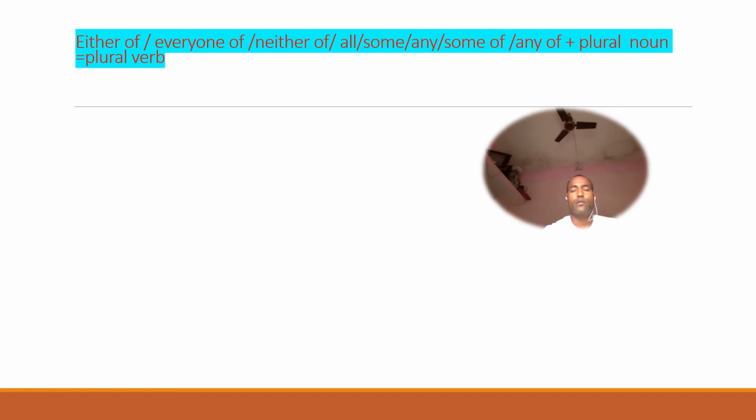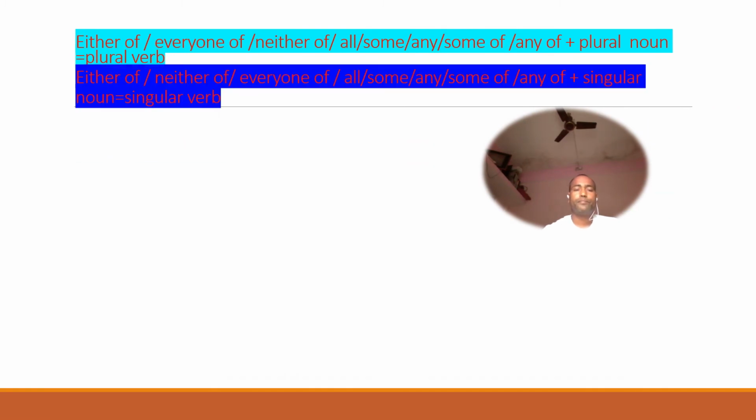Let us see another rule. Either of, every one of, neither of, all, some, any, some of, any of, plus a plural noun. If we have these, then a plural verb. The case is still the same. Either of, neither of, every one of, all, some, any, some of, any of, and if instead of a plural noun there is a singular noun, then we use a singular verb.